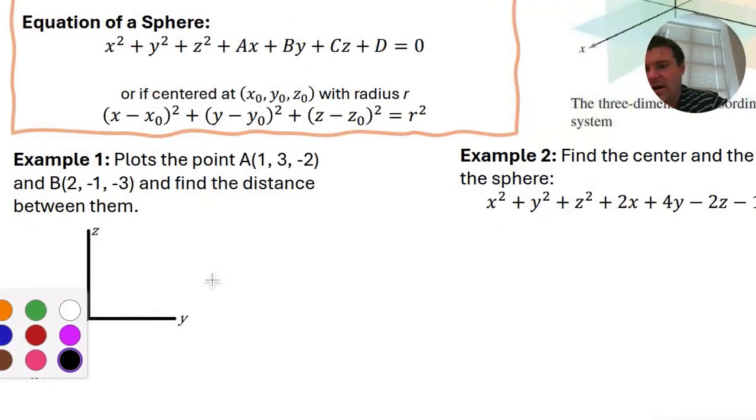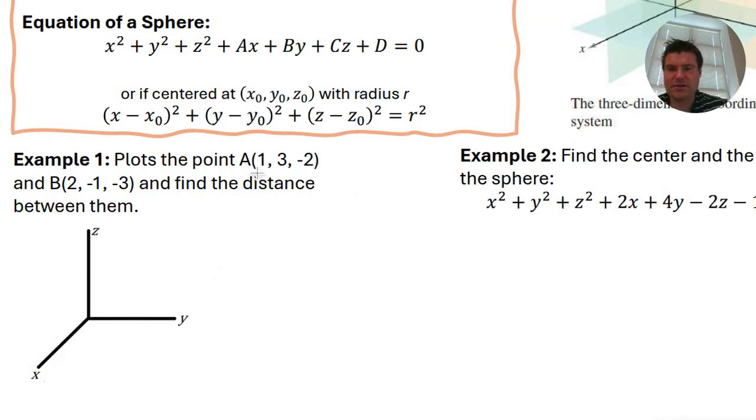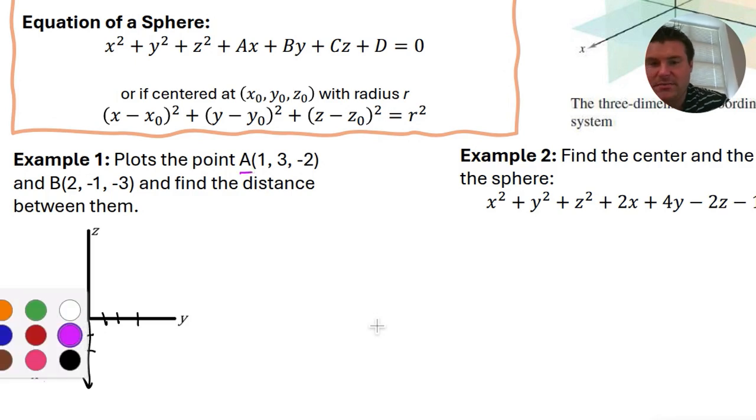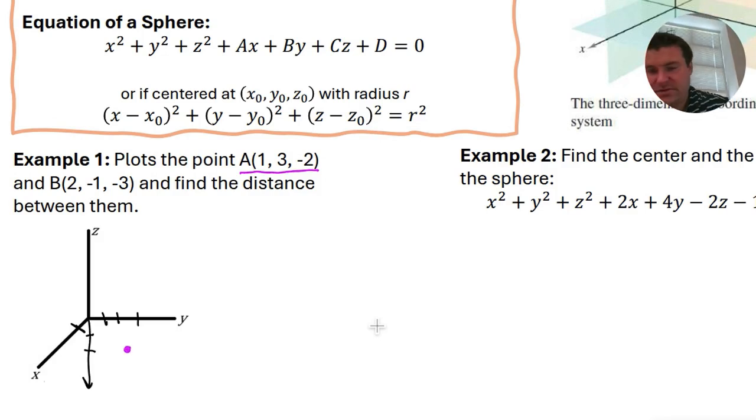So let's go ahead and plot our points here. I'm going to make little tick marks for point A. For A, we're going to go 1 in the x direction, 3 in the y direction, 1, 2, 3, and then down 2 in the z direction, so down 1, 2. If I combine all that together, I'm going to make this purple: out here, then here, 3 units, and then down 2. Okay, so here's A. Use your imagination, folks.